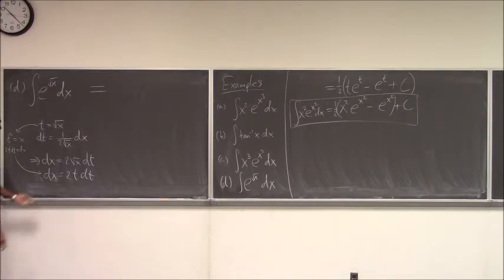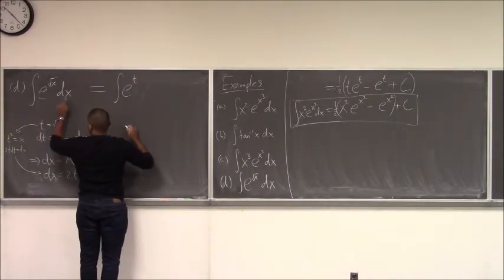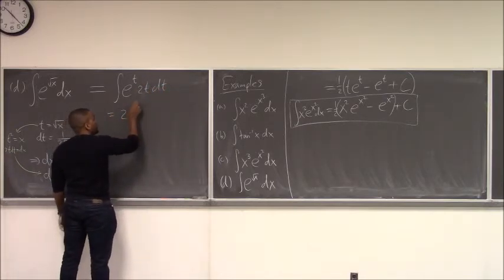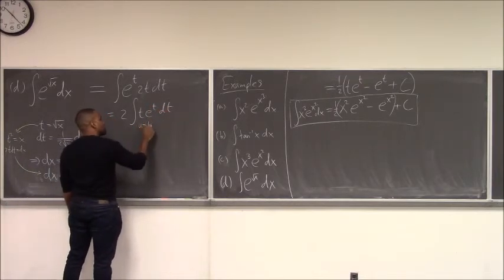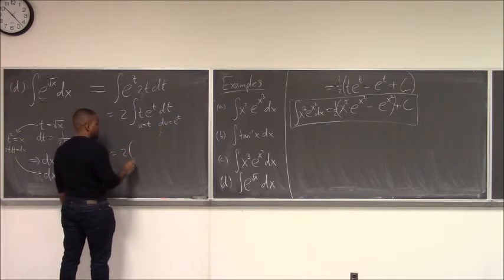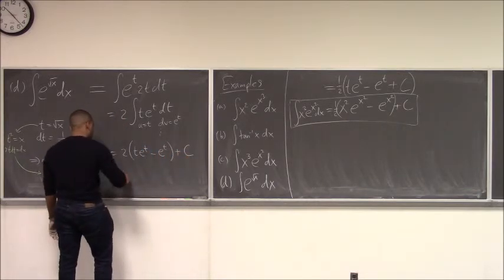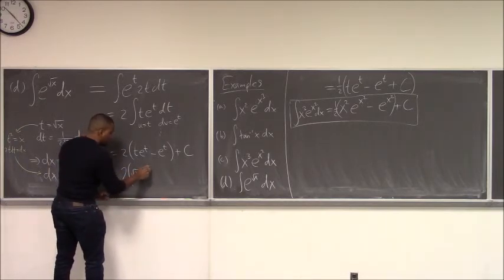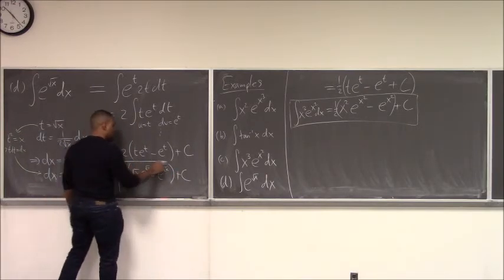So at this point, I can actually start replacing everything. So here I have e to the t, because that's my radical. My dx is now 2t dt. Ultimately, I get 2 times the integral of t e to the t. This is integration by parts. U equals t, your dv equals e to the t. Eventually, we'll get t e to the t minus e to the t plus c. So this is 2 times radical x e to the radical x minus e to the radical x. And that's the integral of this one.